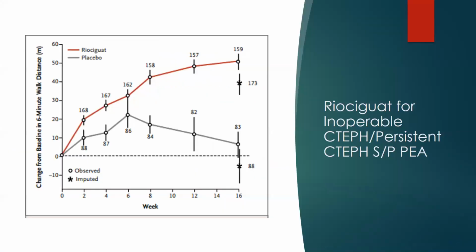Okay, so this is the CHEST 1 study. Essentially, they looked at, I want to say 261 patients that had persistent PH after thromboendarterectomy or were inoperable, and they randomized them to either riociguat or placebo.